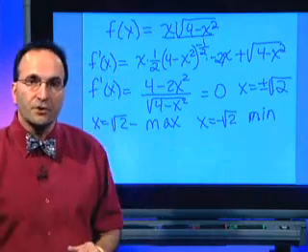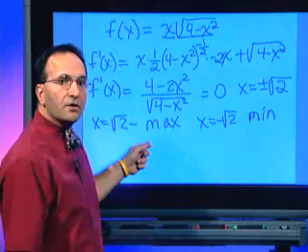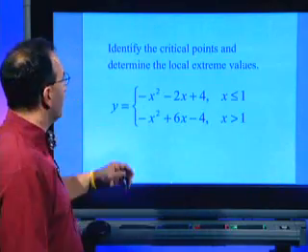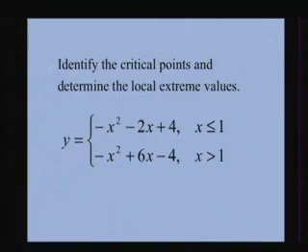Well, now it's time for you to try a problem. So let's take a look at the problem that I'd like you to work on. Identify the critical points and determine the local extreme values of the function y equals negative x squared minus 2x plus 4 for x being less than or equal to 1, and it's equal to negative x squared plus 6x minus 4 when x is greater than 1. Pause the video while you work on this problem, and when you're finished, restart the video to check your solution.